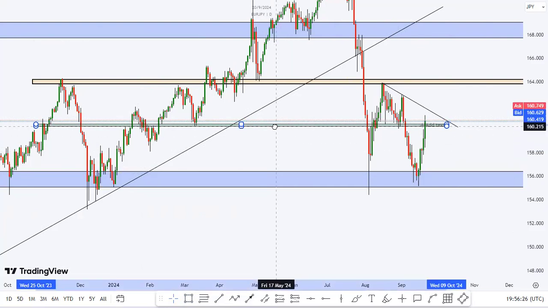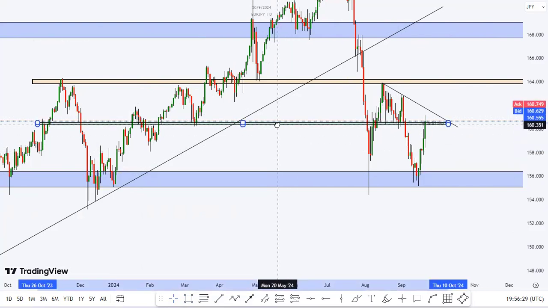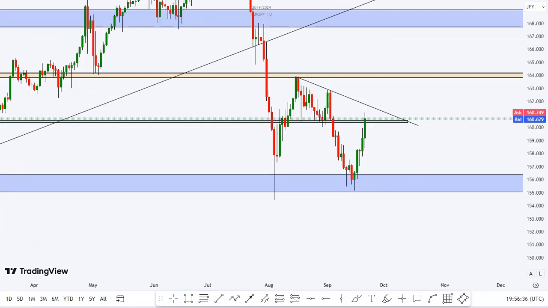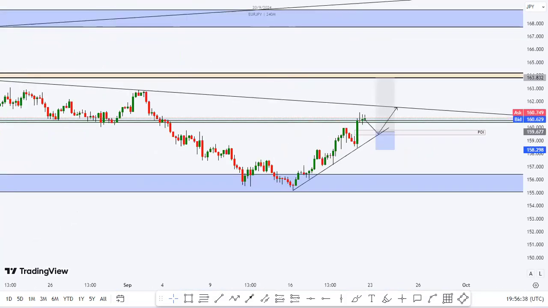There is a zone around here that has to be completely broken before we can be sure of our move to the upside. Let me just adjust it very well. Great. Let's move on to the 4-hour time frame and see how that is going to look.